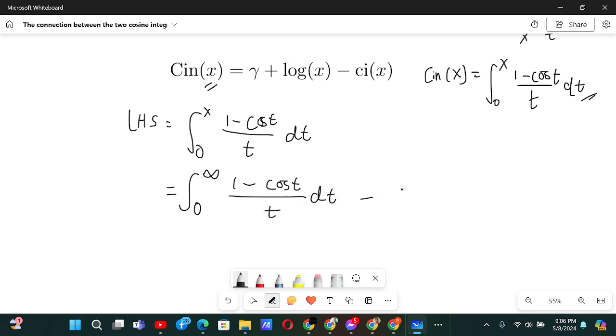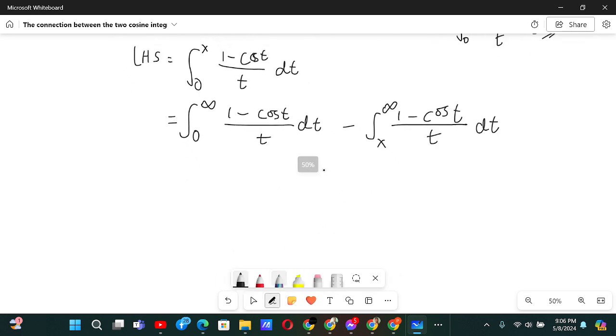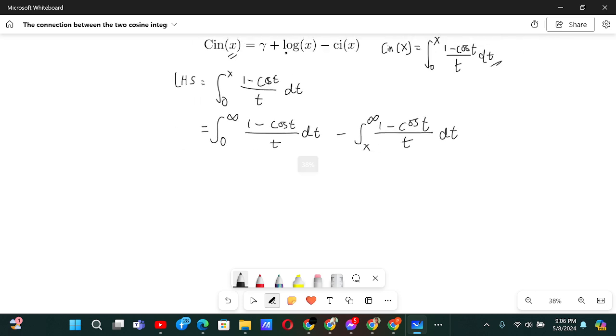minus the integral from x to infinity of (1 minus cos t) by t dt. Now the reason I'm doing this is, in our previous video we saw that this can be taken in terms of the Euler-Mascheroni constant in the following way.